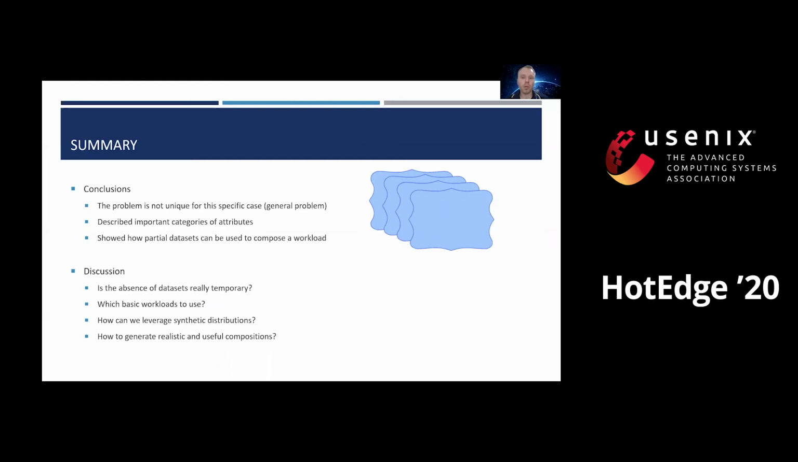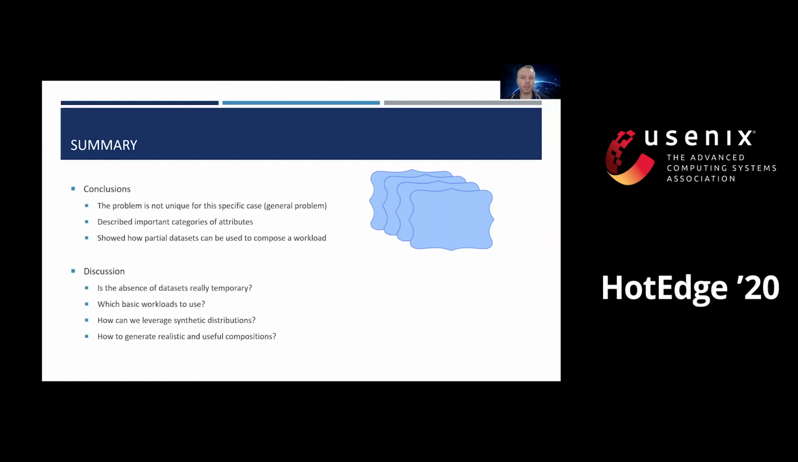We've shown how a selected set of basic datasets is composed into one workload, but it doesn't mean that it's the best combination. Which basic datasets do you think are most likely to represent future edge workloads? Synthetic distributions can be used to cover large ranges of system behavior, and they are simple to use. How do you think synthetic distributions can be leveraged in our approach?